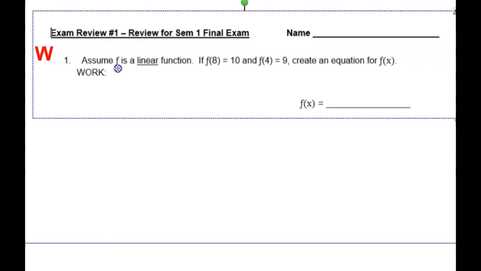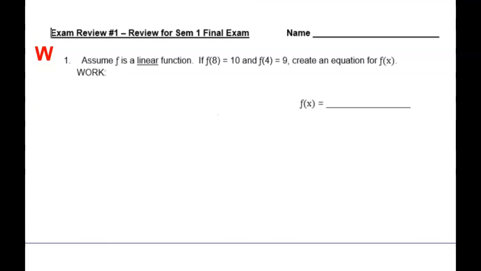This is on Wednesday's part, so we have to review it today because we're taking part tomorrow, part Wednesday. This says write a linear function f of x equals y. So this is saying when x equals 8, y equals 10, and when x equals 4, y equals 9. You can do this question by hand. Does everybody have review number 1?